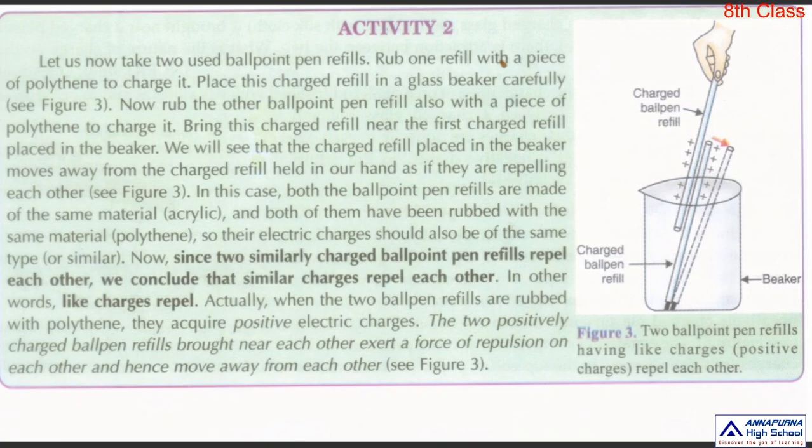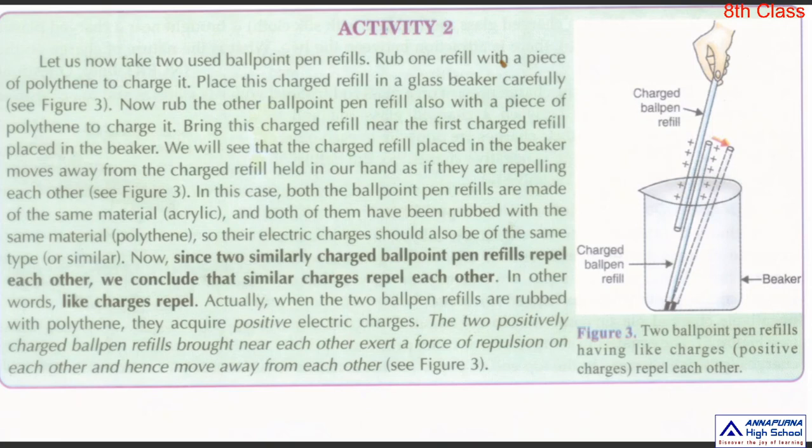After rubbing, place this plastic refill in a glass tumbler. The glass tumbler is used as a stand to hold the refill as shown in the figure. While placing it in the tumbler, take care that the rubbed portion is upward and the uncharged portion, which is not rubbed and where the ballpoint is, is in the tumbler. Another refill is also taken, and the same activity is repeated: it is also rubbed with the polythene sheet.